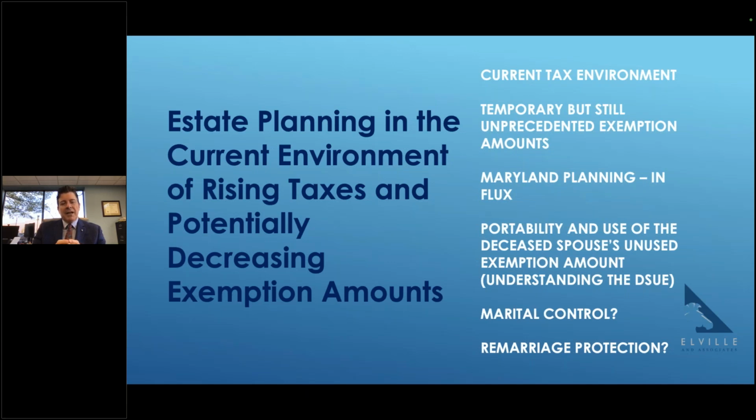So portability, I want to go down to third from the bottom. Portability is the technique that has been around now for over 10 years that has to do with spouses and the ability of a surviving spouse to port, or use, the exemption amount of their deceased spouse. So if you are a typical couple where one person may die, their exemption amount can be used by the surviving spouse. That is called portability. Maryland has portability as well.